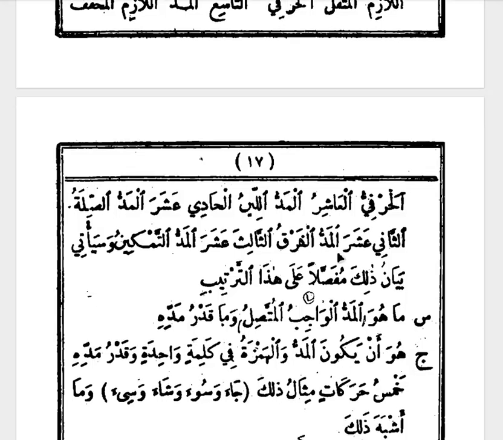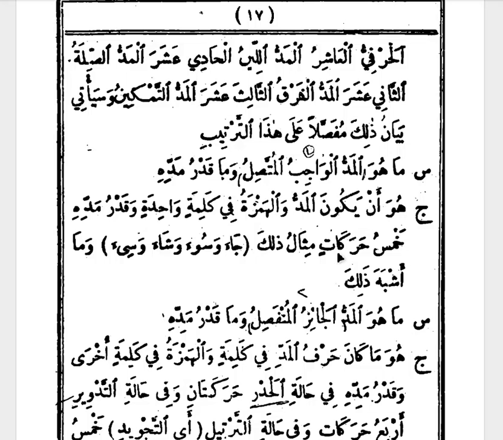Starting with the first question, I said, ما هو المد الواجب المتصل وما قدر مده. What is maddul wajib al-muttasil and how much is it lengthened? This is the first one, maddul wajib al-muttasil. What is it and then how long is it? How much are we supposed to elongate the madda?